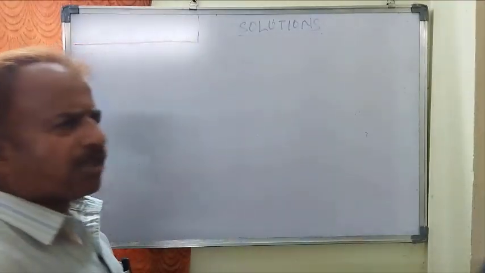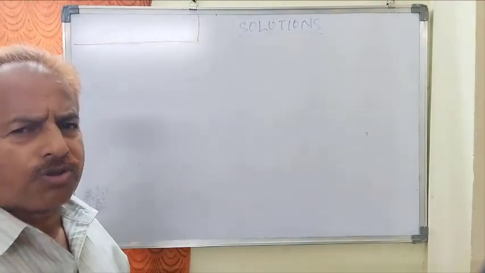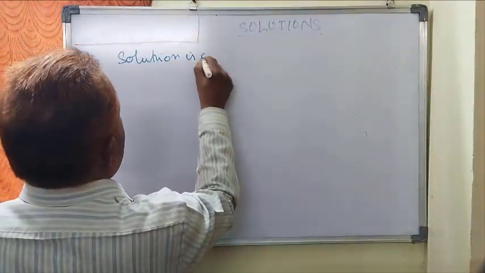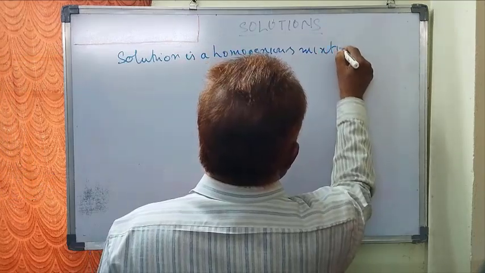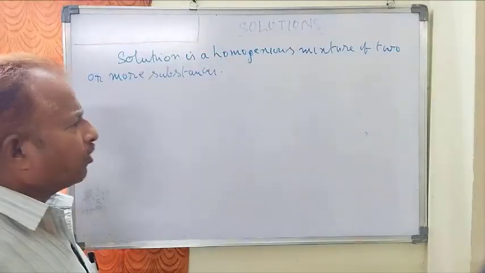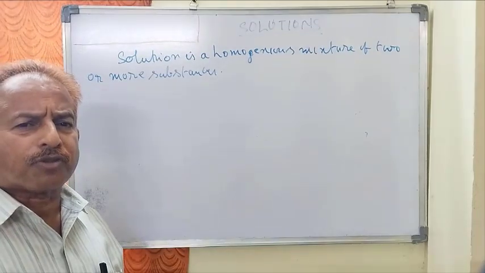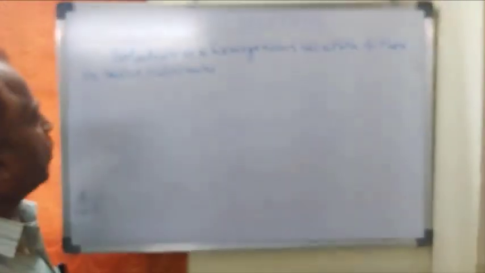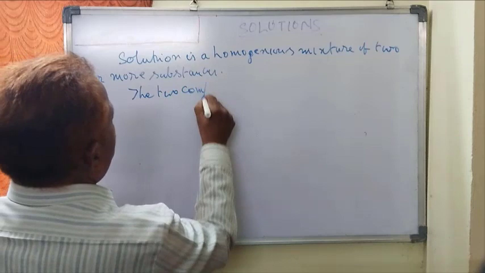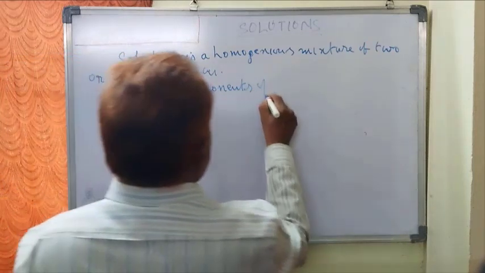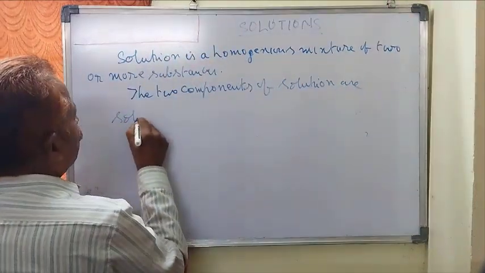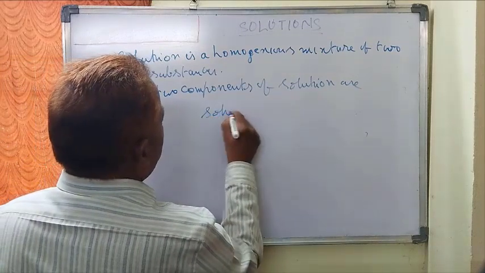Solutions chapter. What is a solution? A solution is a homogeneous mixture of two or more different substances. In most of the cases, we come across solutions of two types of different substances. So, the two components of solution are solute and solvent.